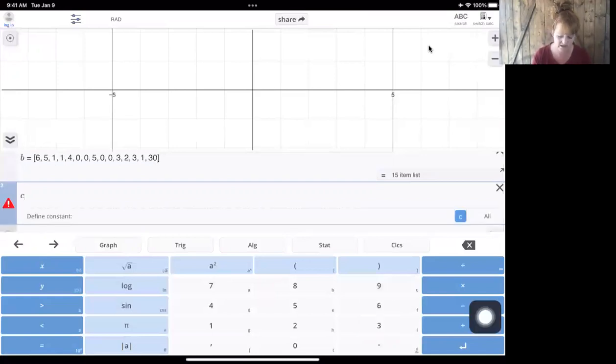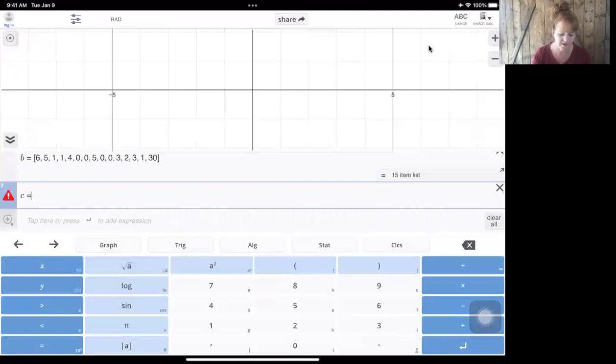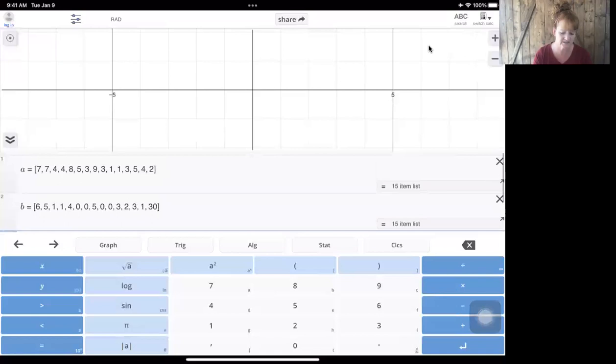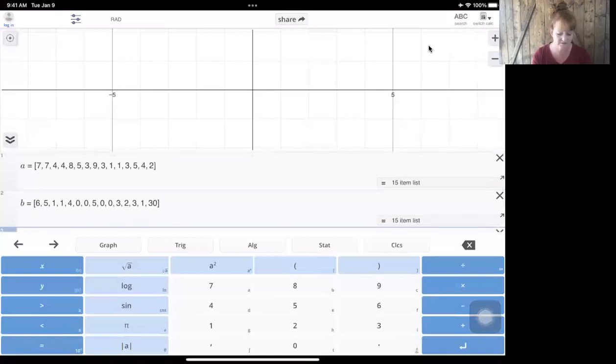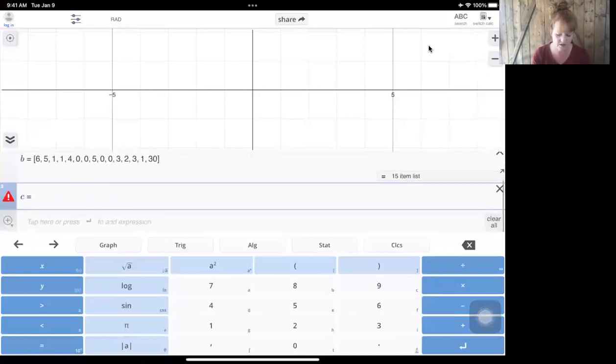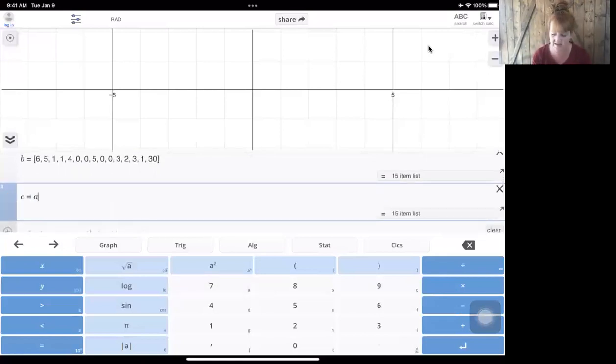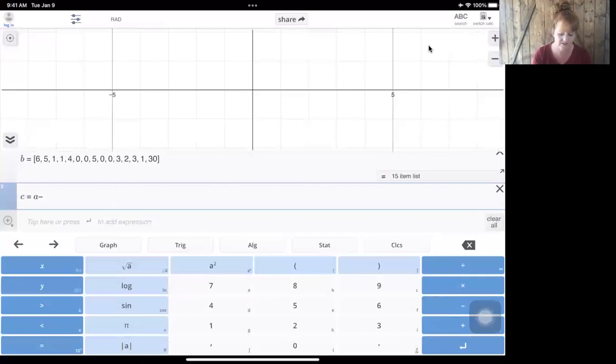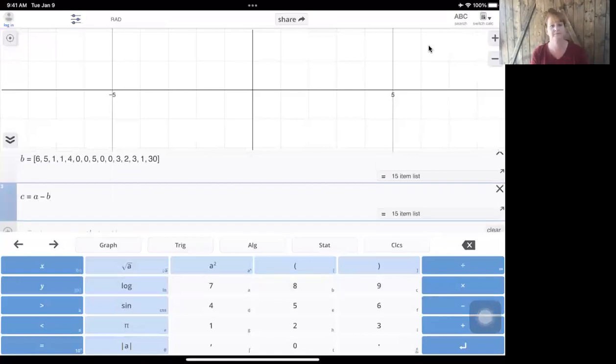Okay. And I'm going to hit my equals button. But now instead of actually having to subtract the lists like 7 minus 6, 7 minus 5, 4 minus 1, those entries being subtracted, what I can do is I can just say, I want to subtract all of list A minus all of list B. Okay. And the calculator knows, yeah, we're subtracting all the entries in here, and it's creating a new list.